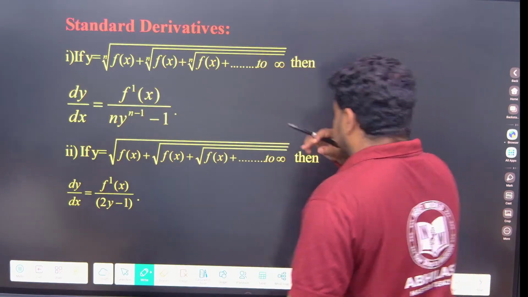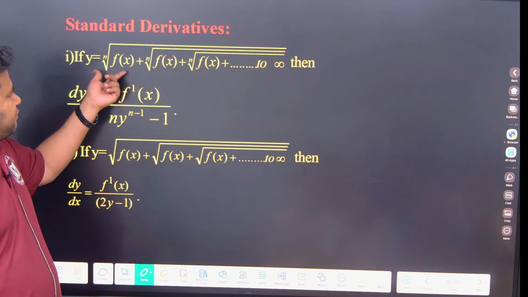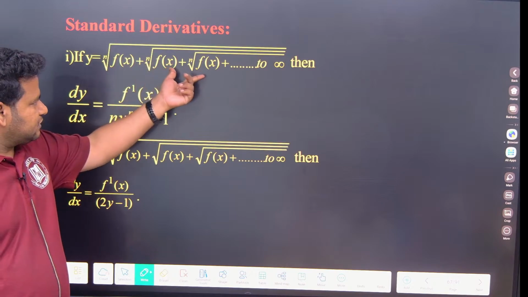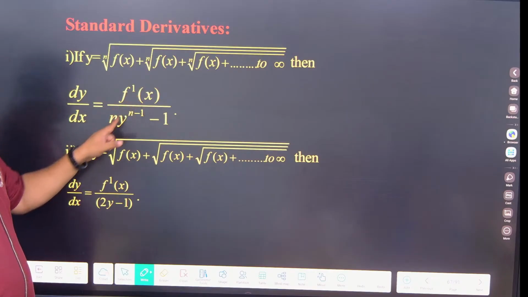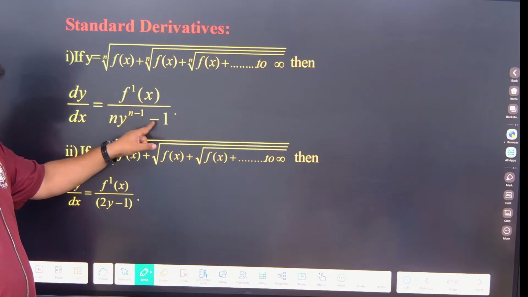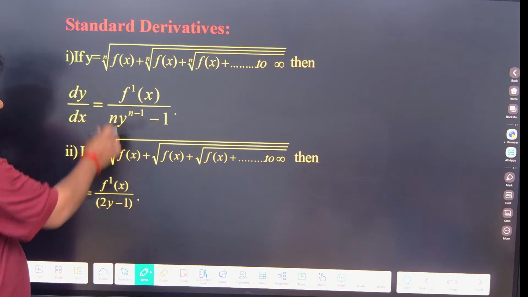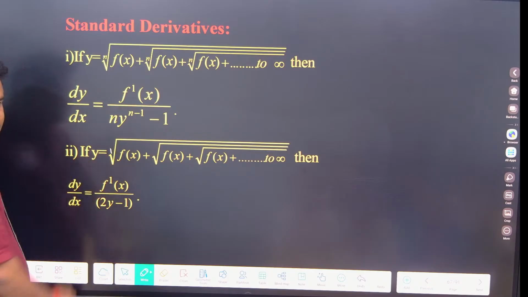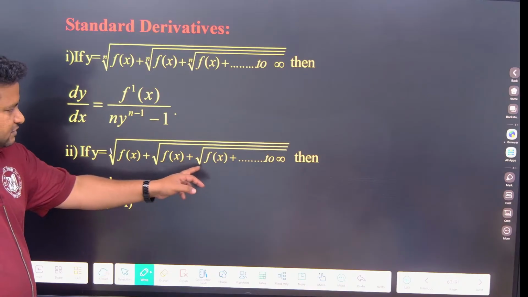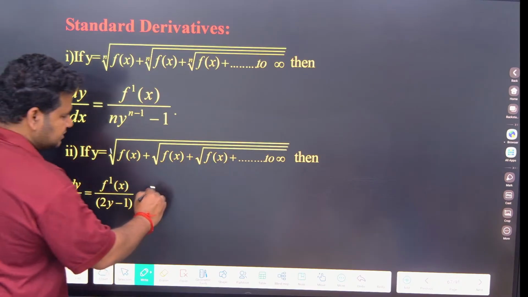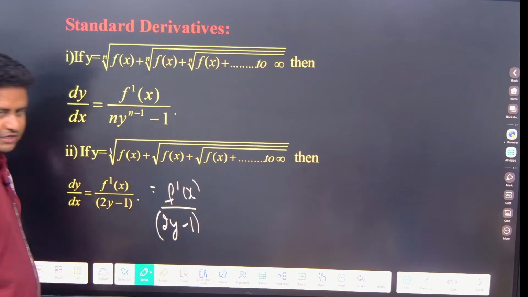Okay, some standard derivatives. See here, if y is equal to square root of f of x plus f of x up to infinity, then the answer is f dash of x by n times y power n minus 1 minus 1. For this standard form, here the n value is 1, since we are finding a square root. Square root of f of x plus f of x plus f of x up to infinity is given, means the answer is f dash of x by 2y minus 1.